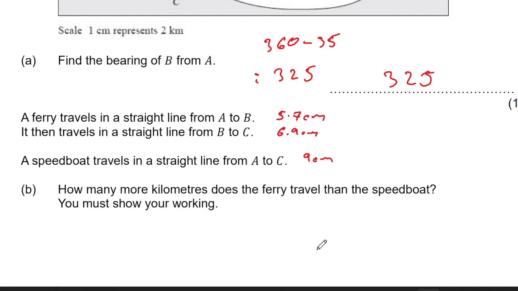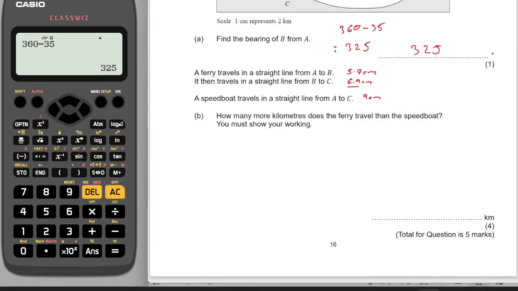I could convert them all into kilometers. I'm going to do this as a slight shortcut because it only involves one conversion. I'm going to find out the total distance in centimetres. So the total distance in centimetres is going to be 5.7 plus 6.9. The total distance in centimetres is going to be 12.6. And then I'm going to subtract the 9, so minus 9.